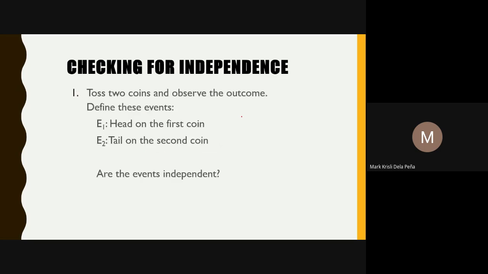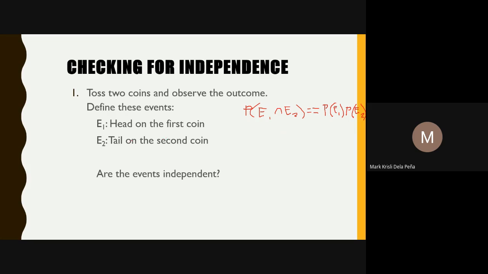Okay, let's have this example. Toss two coins and observe the outcome. Define these events: E sub 1 is head on the first coin, E sub 2 is tail on the second coin. Are these events independent? Using our definition or test earlier, the probability of the intersection of two events, E sub 1 and E sub 2, these events are independent if the result is equal to the probability of E sub 1 multiplied by the probability of E sub 2.